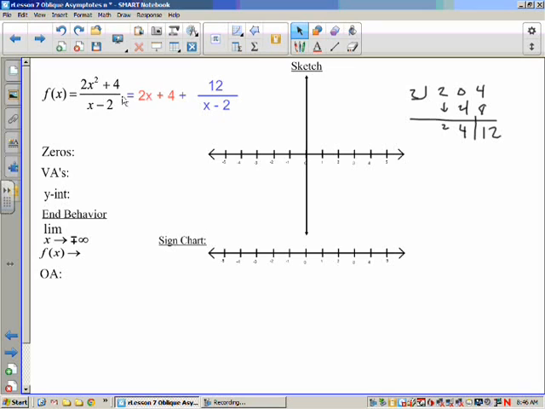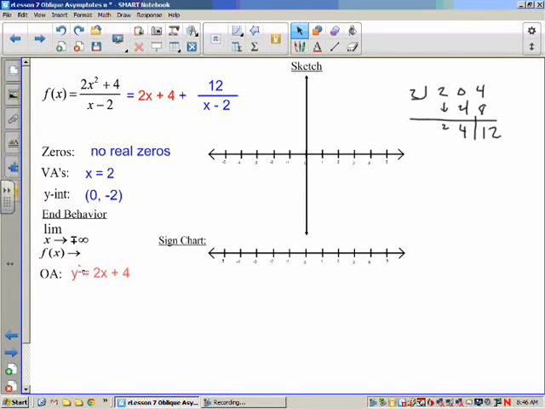All right, so here we go. Zeros, how do you make the numerator equal to 0? Well, in this case, the x being squared can't go negative, so adding a positive, that means we have no real zeros. The vertical asymptote is going to be at x equals 2. And the y-intercept, when you plug in 0, it just reduces down to 4 over -2, which is -2. We already know our oblique asymptote here.